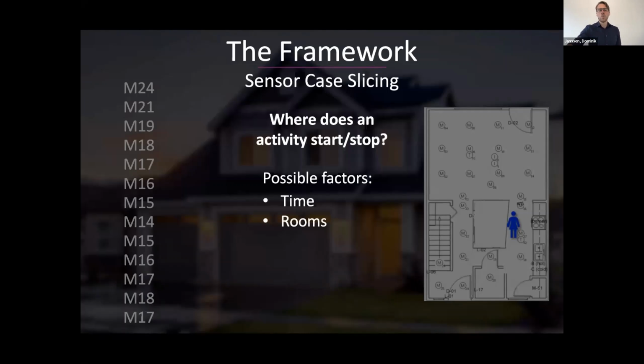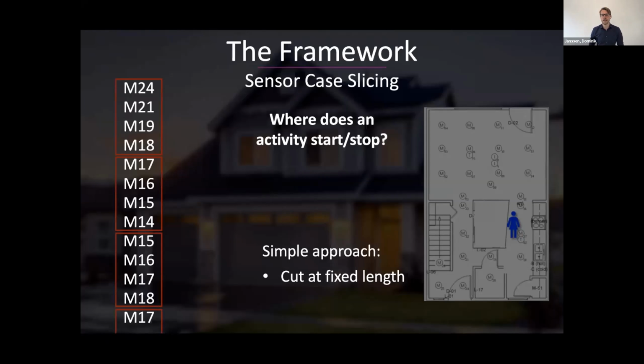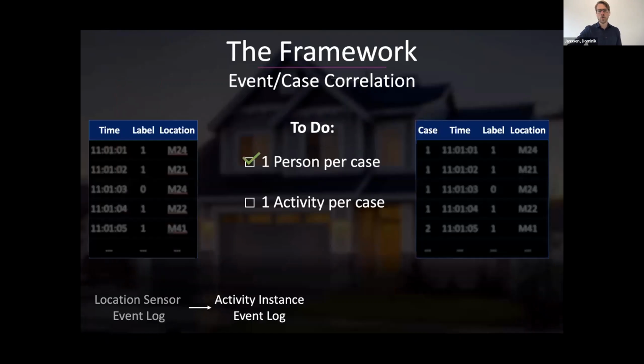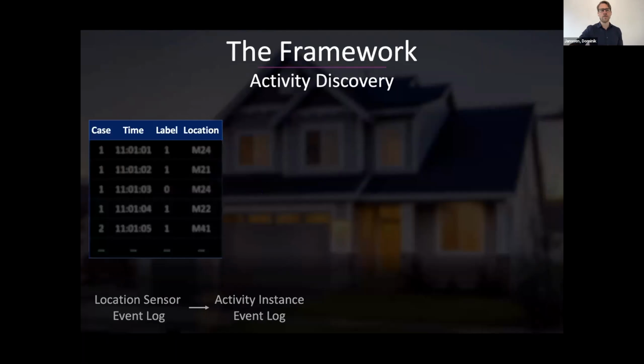There could be other factors. We settled for a slightly simpler approach and just cut the traces at a fixed length. Another simplification, but since we're trying to prove a concept that we can go from raw sensor data to a process model, we can get away with that for now. So we'll just take the trace and cut it at a fixed length into small cases. We did our two to-dos, and we're moving on to the next point, activity discovery.